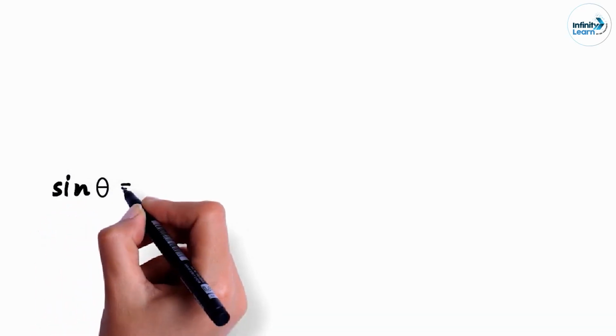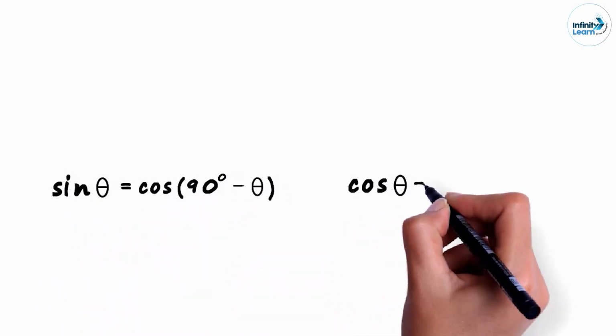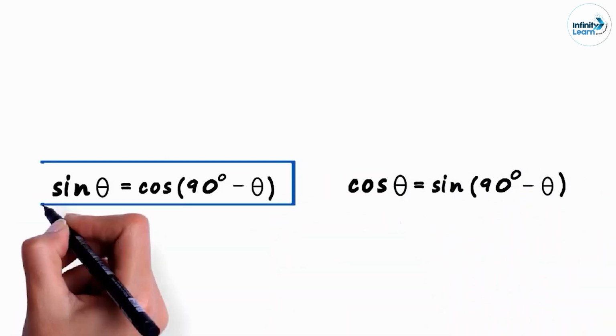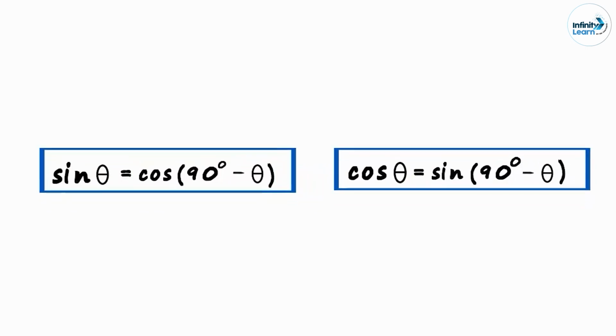sin theta equals cos 90 degrees minus theta and cos theta equals sin 90 degrees minus theta. These were the two formulae we saw in the previous video. Sine of an angle is equal to the cosine of its complementary angle, and the cosine of an angle is equal to the sine of its complementary angle.